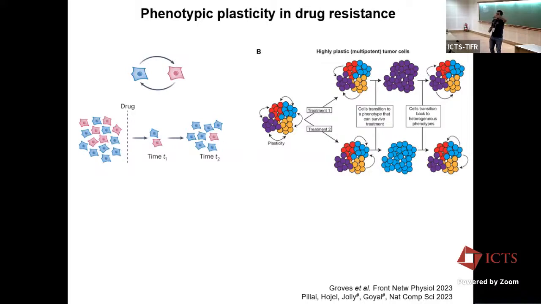Right? So heterogeneity exists at all points, but the existence of heterogeneity doesn't tell you anything about the distribution. You have to look carefully at how many cells are in which phenotype at what given point if you want to study this as a dynamical system.